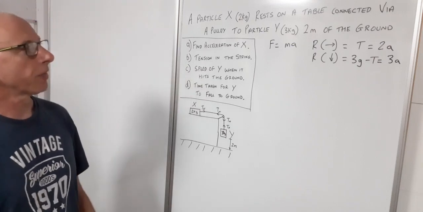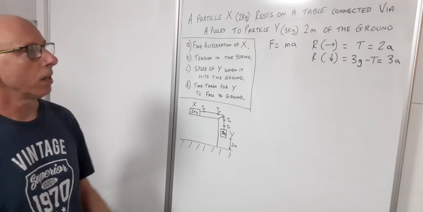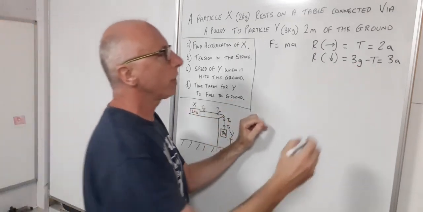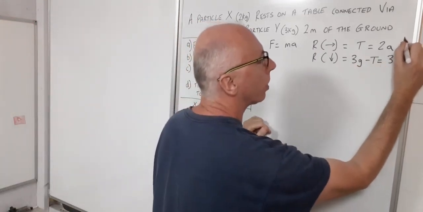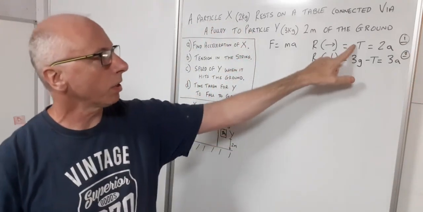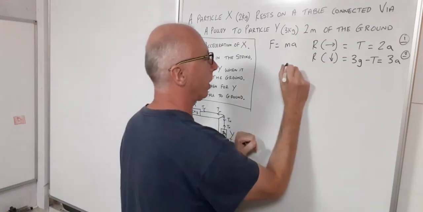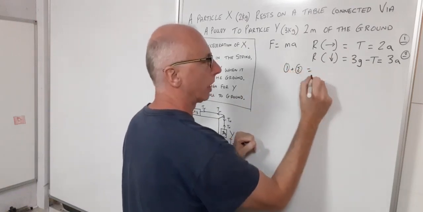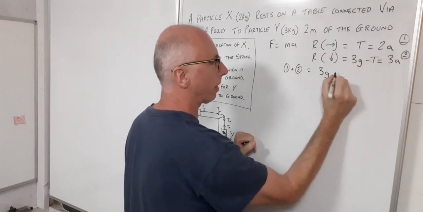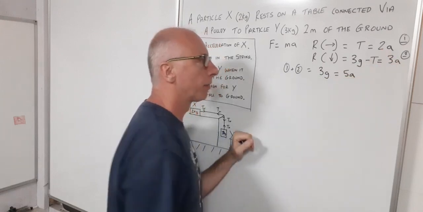Okay, right. Now, how are we going to find what the acceleration is? Well, here we've got a system of simultaneous equations. So if I call this one equation 1 and this one equation 2, what I could do is, this one's positive, this one's negative, so I can add the two together. So I can do equation 1 plus equation 2. So if I add them together, the T's will cancel out and I'll be left with 3 times the force of gravity. And then 2a plus 3a, which equals 5a.